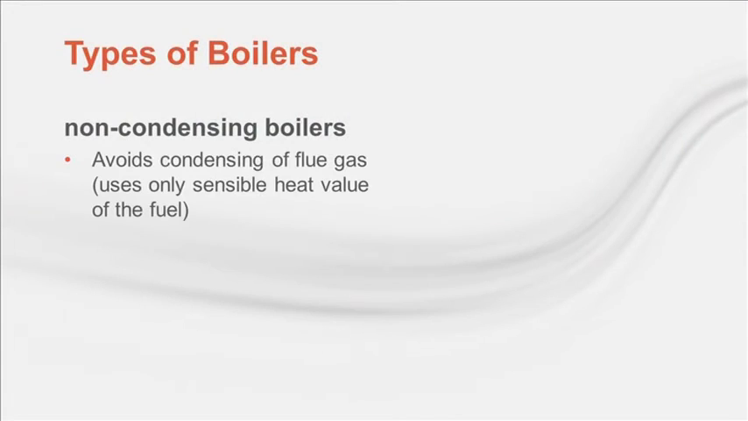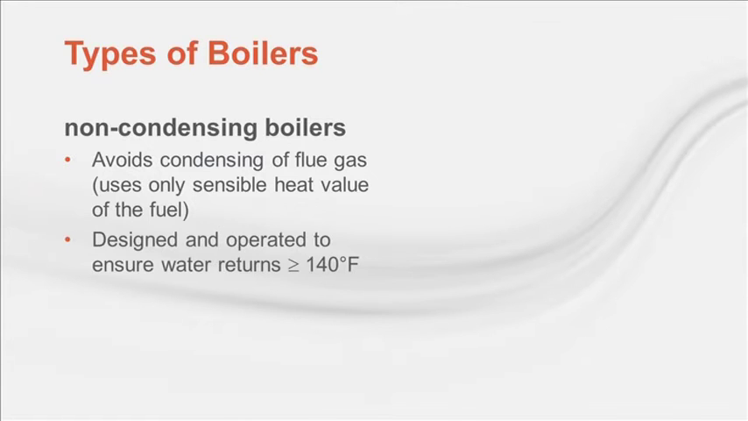A conventional non-condensing boiler is designed to operate without condensing the flue gases inside the boiler. That is, only the sensible heat value of the fuel is used to heat the hot water. All the latent heat is lost up the exhaust stack. This avoids corrosion of cast iron or steel parts inside the heat exchanger. Hot water systems that use non-condensing boilers are often designed and operated to ensure that the return water temperature is no lower than 140 degrees in order to prevent this condensing.